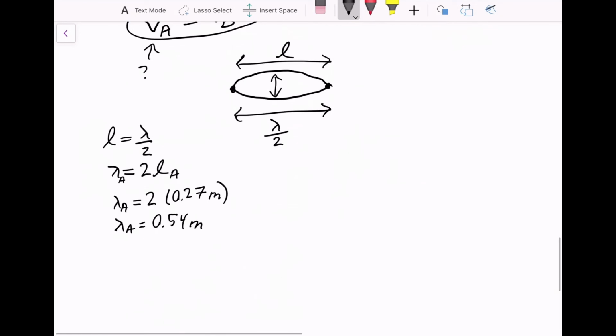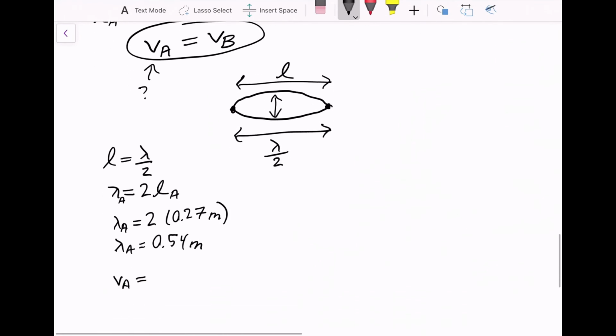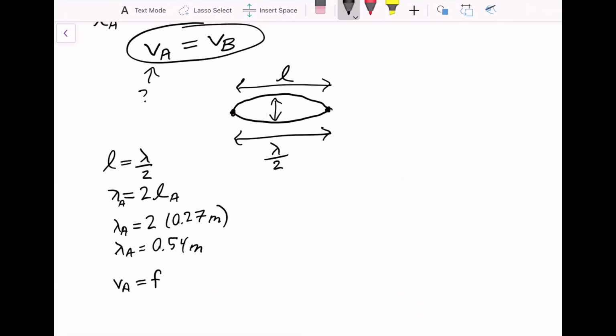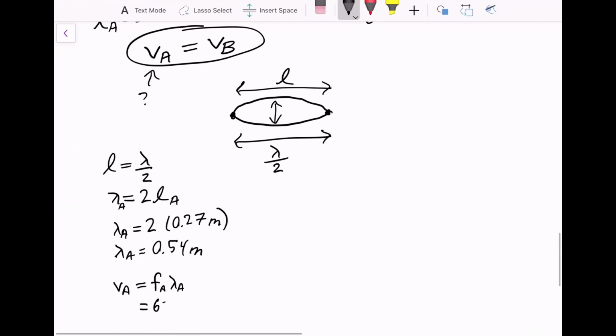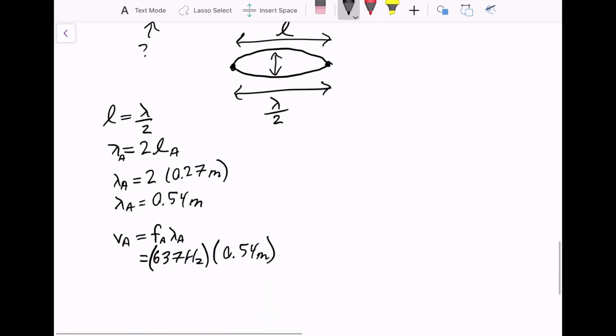So therefore the frequency in this first, sorry, not the frequency, the velocity in this first string is going to be frequency times the wavelength. Our frequency was 637 hertz multiplied by 0.54 meters. It's going to give us a velocity of 343.98 meters per second. I'm not going to round or anything yet because we aren't at our final answer, so we'll keep all of our decimals until the end.